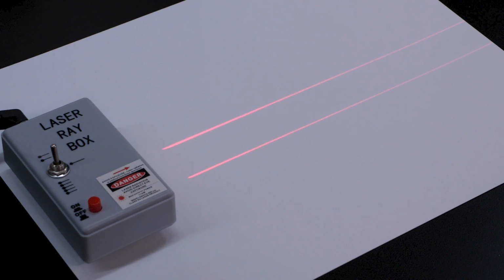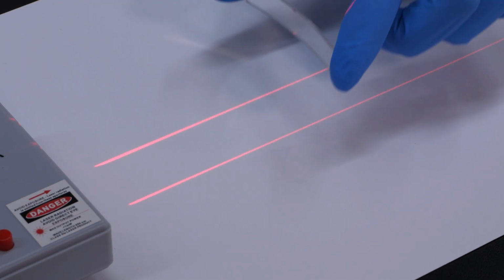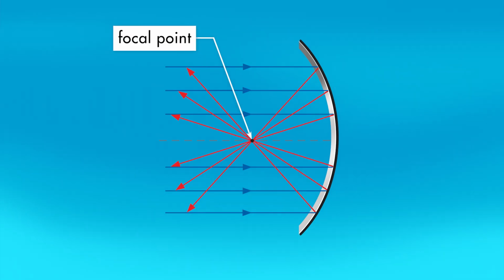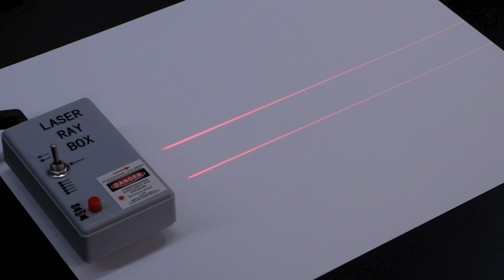To see what happens to reflected images with spherical mirrors, let's use this laser ray box. The ray box emits two parallel beams of laser light. When the beams strike a concave mirror, they are reflected toward a single point in front of the mirror. This is the focal point of the concave mirror. Since the focal point is in front of the mirror, a concave mirror will produce a real image in most situations.